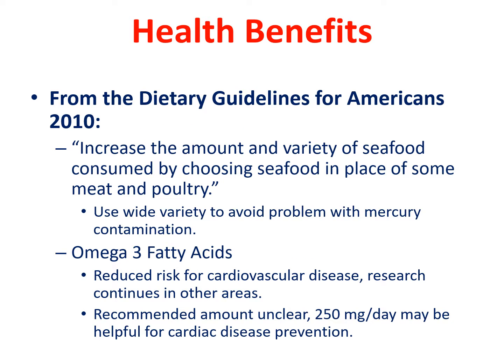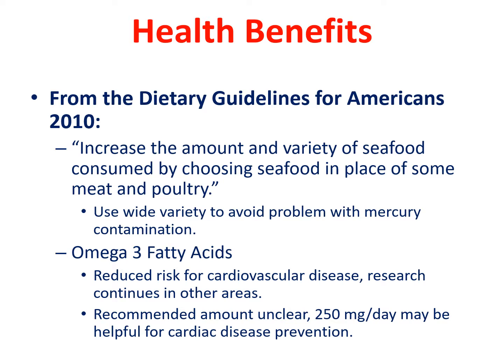And speaking of the Dietary Guidelines for Americans, this is what it says about seafood. Increase the amount and variety of seafood consumed by choosing seafood in place of some meat and poultry. And if you remember from the vegetable proteins lecture, it also encourages people to use vegetable proteins in place of meat and poultry. So this is an ongoing message for the dietary guidelines.